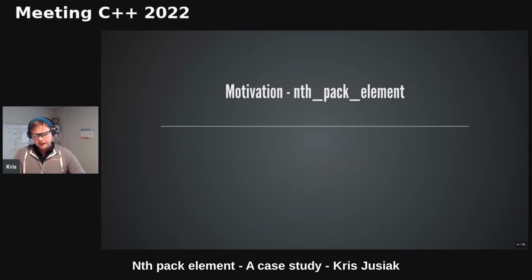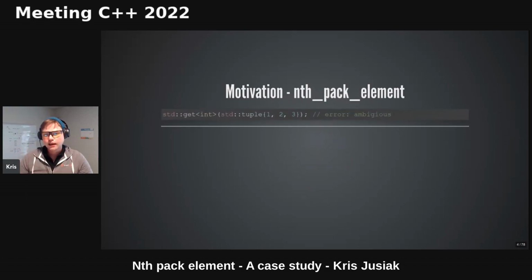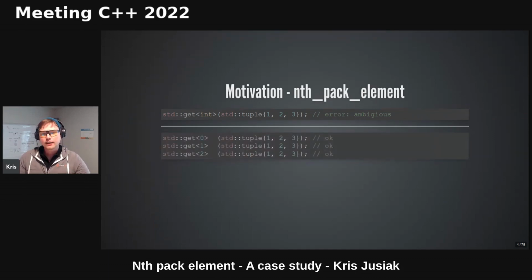Okay, so the simple motivation for the nth pack element, from the low-level code perspective, is that when you have a tuple from 1 to 3, that will be a tuple of int and int. If you get an int, that will be ambiguous because we don't know whether it's the first, second, or third one. However, if you get the nth pack element by using a number, that will give us the proper value.